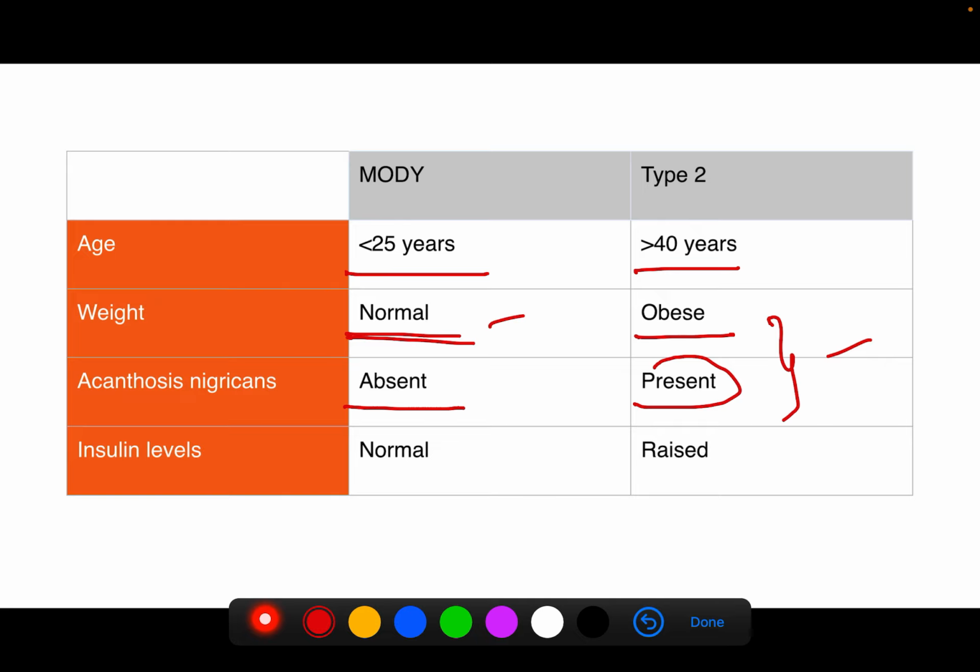Then to confirm it, you can just get the insulin levels done. So insulin levels, type 2 is a state of insulin resistance. What is insulin resistance? It means they will need a higher amount of insulin for the same action. The insulin levels will be raised in type 2, whereas it will be normal in MODY.